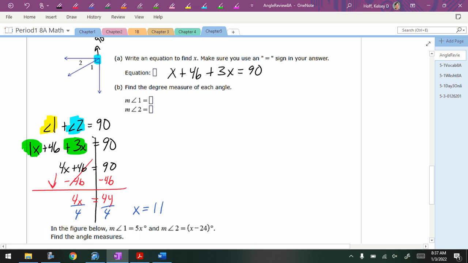It doesn't want to know what x is. And you're like, great, you just made us do all that work. I mean, they don't even want to know what x is. They want to know the angles. So we have to plug it back in.